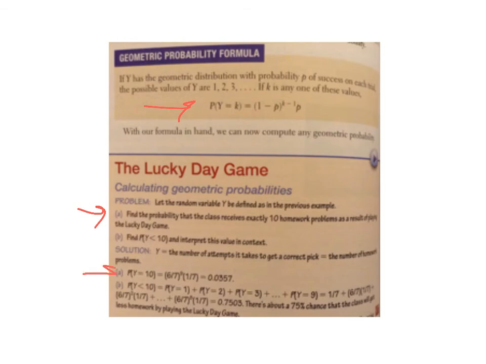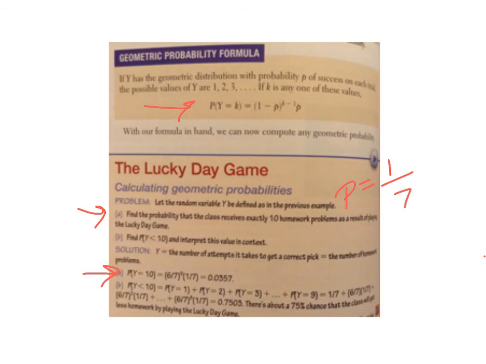So I'm on my probability that Y equals 10. My probability that Y equals 10 is going to be 1 minus my probability. My probability, as stated earlier, is 1 out of 7 that they are successful.